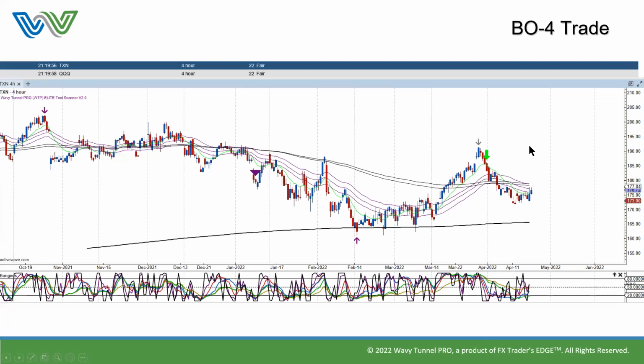Now, sometimes when you are long something, let's say you were long TXN, and you're looking at your Wavy Tunnel Pro setup, and then you see a gray arrow because you're long, so you're trading it, that can be a warning for you that maybe a temporary top is in play, and we're going to sell off a bit. We're going to have a correction.